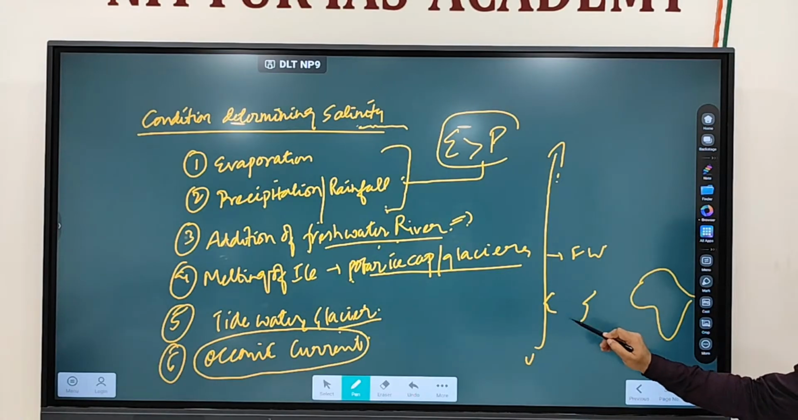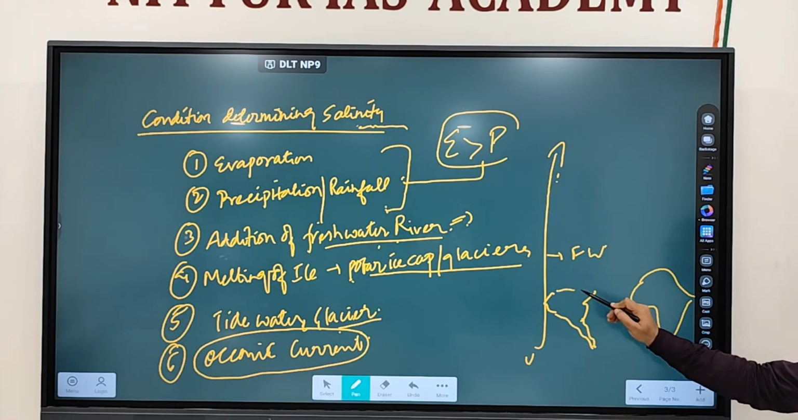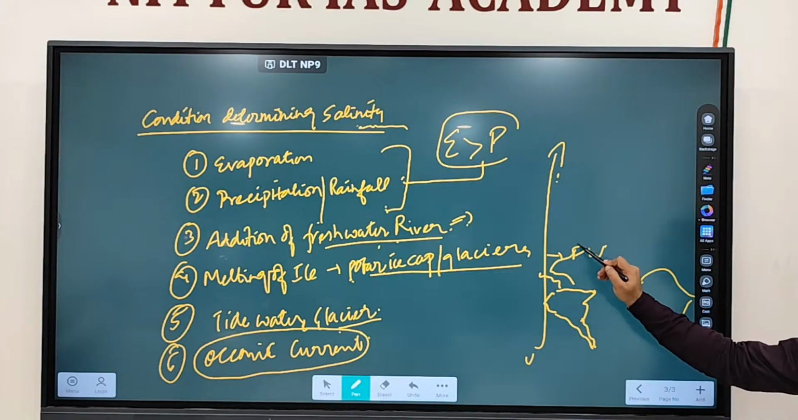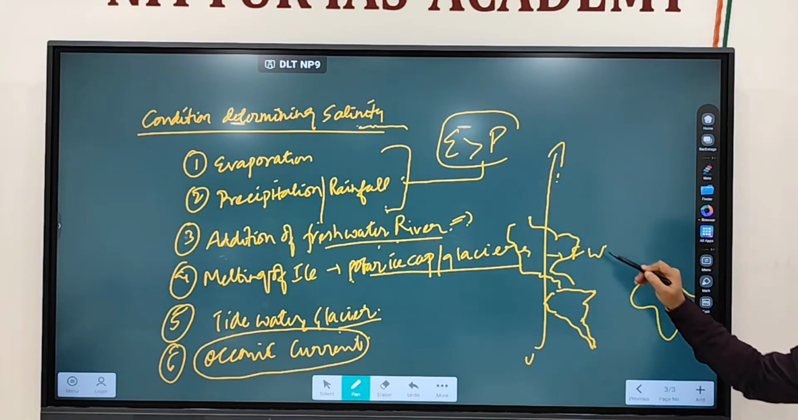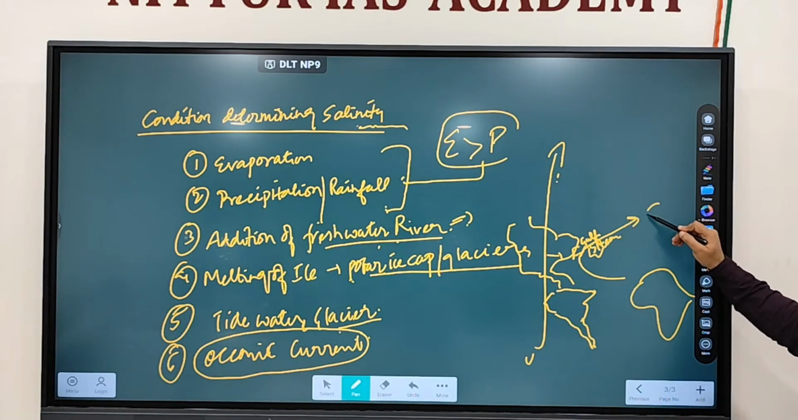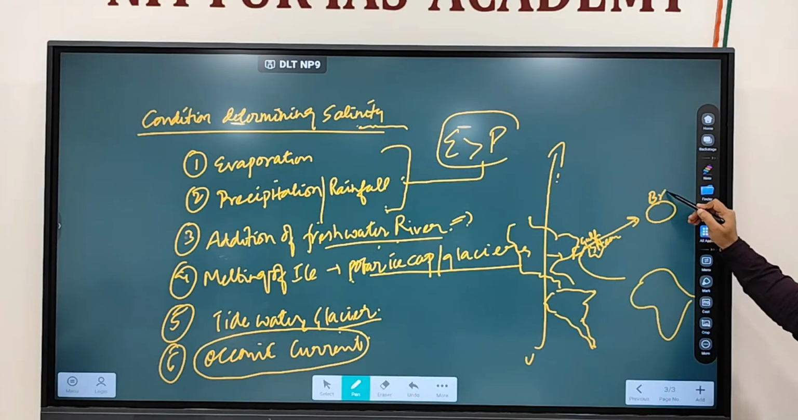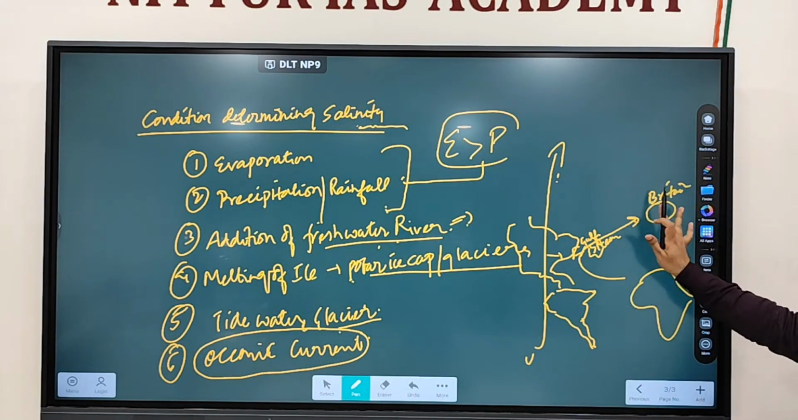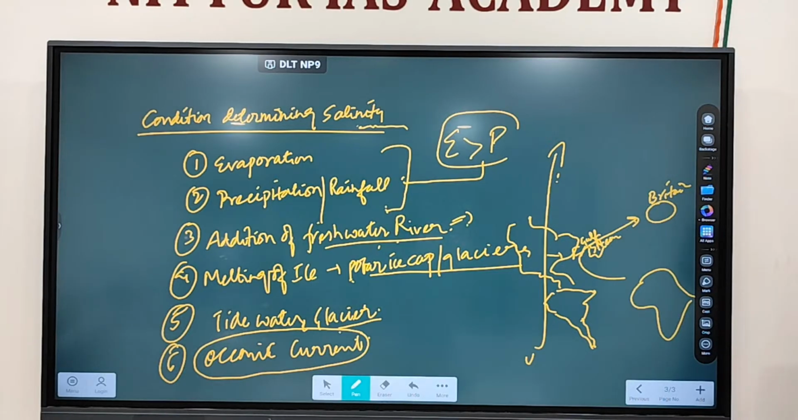Here you'll find Southern America. Here you'll find Northern America. Now here you see movement of water like this. Clear? So this stream is referred to as the Gulf Stream. This Gulf Stream takes water towards the coast of Britain.